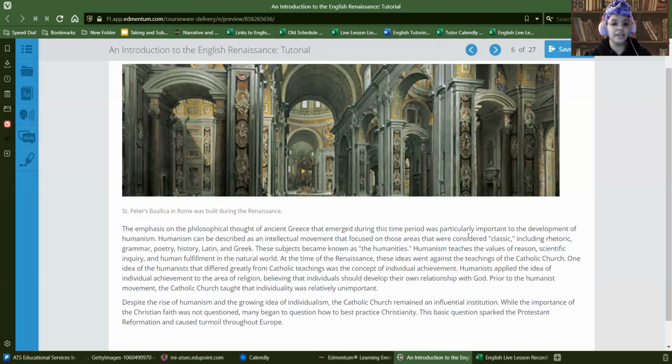But the interesting thing here is that humanists applied the individual achievement that they got from learning about all of these things to religion. And they started encouraging people to seek their own relationships with God. So if you are a practicing Baptist, for example, an Episcopalian, if you are a practicing Universalist, the idea of having your own one-on-one relationship with God came with this period of time.